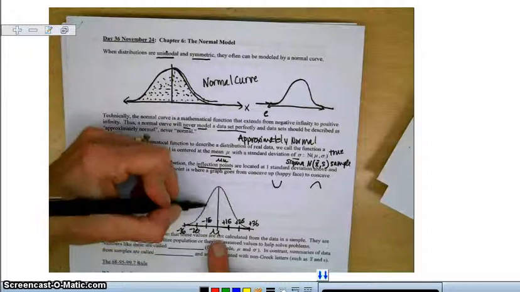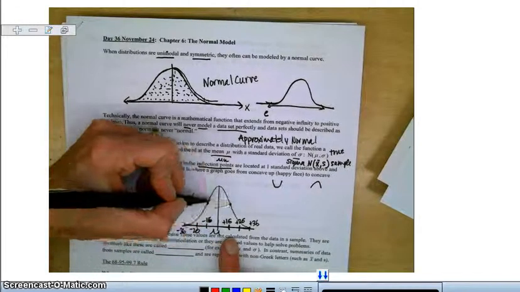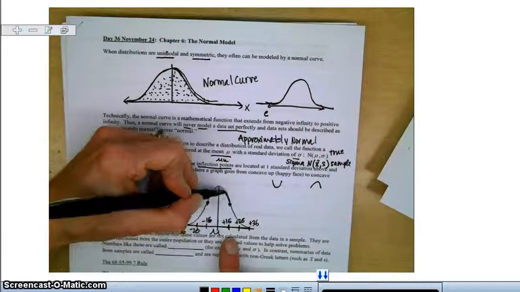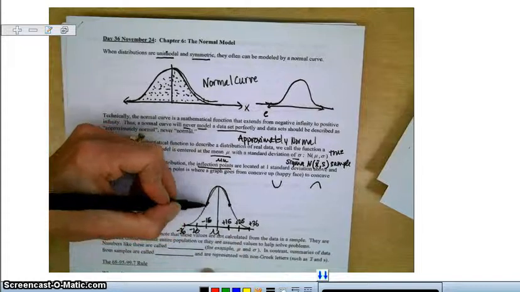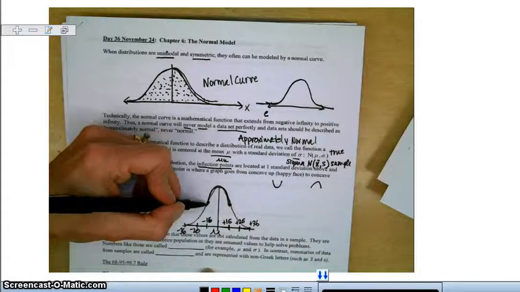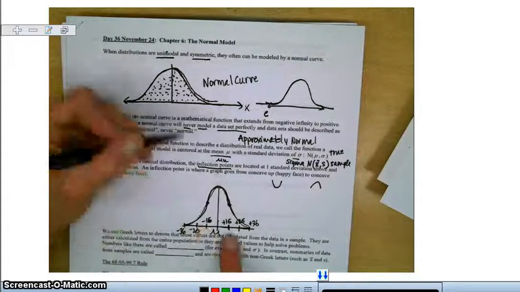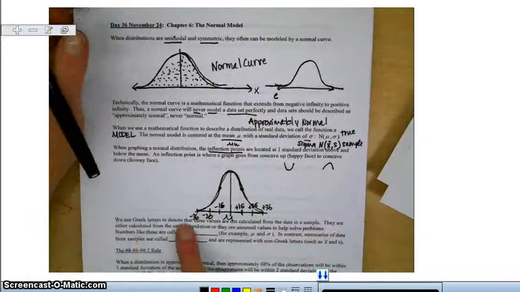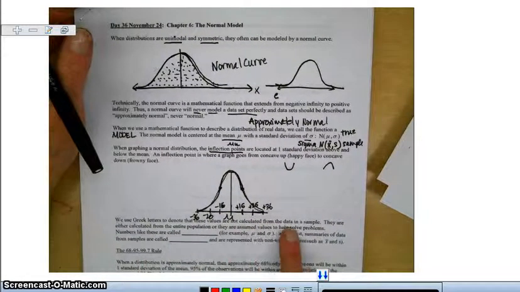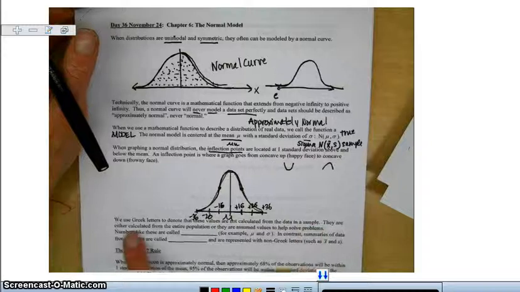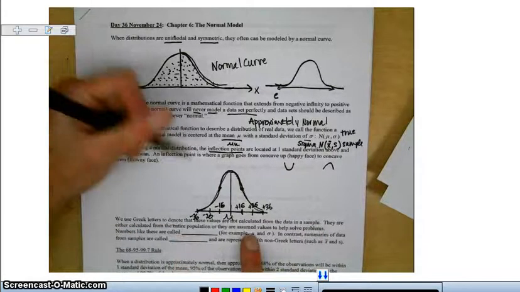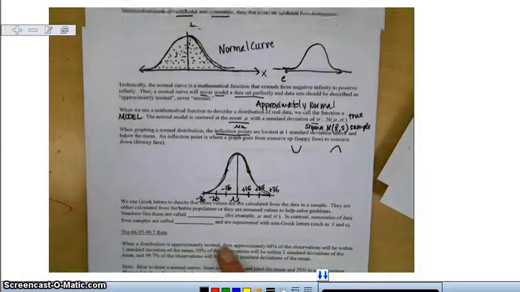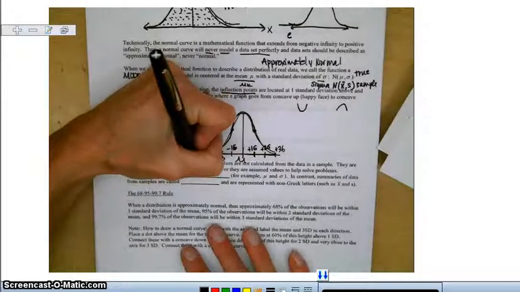So to draw a normal curve, basically you're just going to, here's the concave down part, and then these other parts are concave up, and the change happens at the first standard deviation. We use Greek letters to denote that these values are not calculated from data in a sample. They are either calculated from entire populations or they are assumed values to help us solve problems to start with. Numbers like these are called parameters.